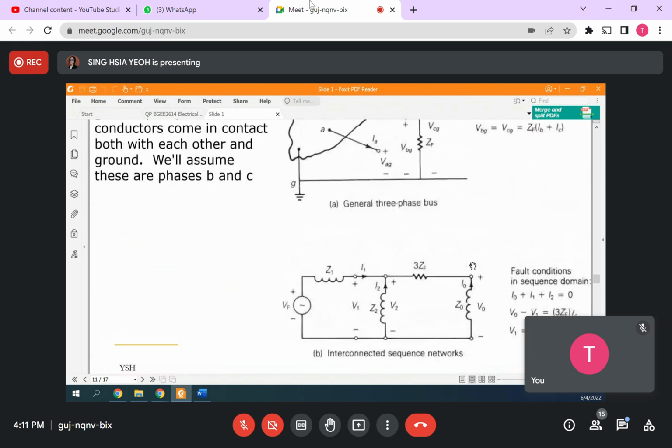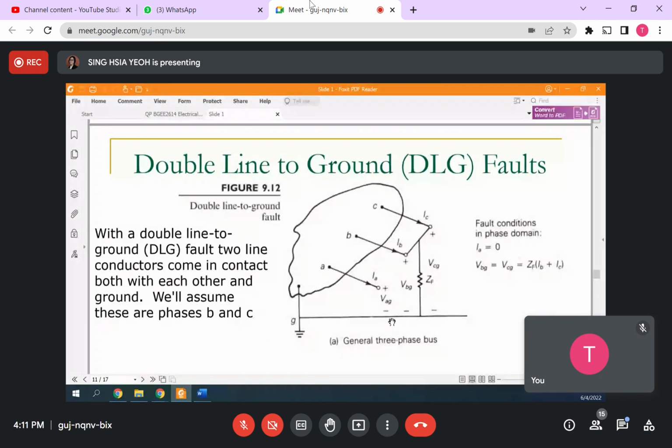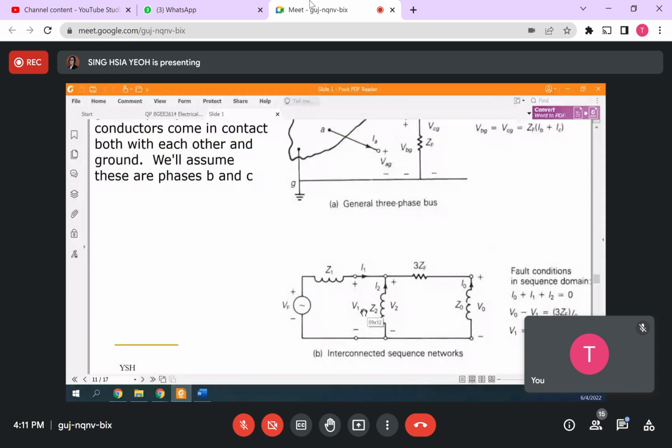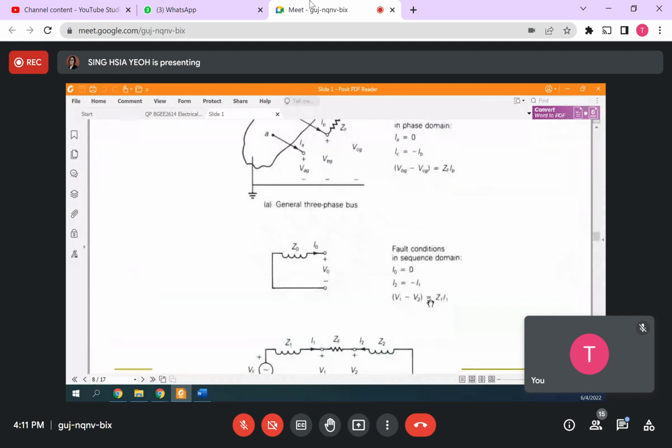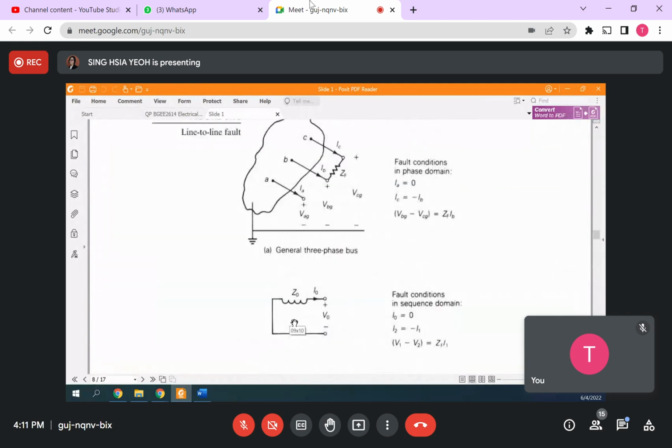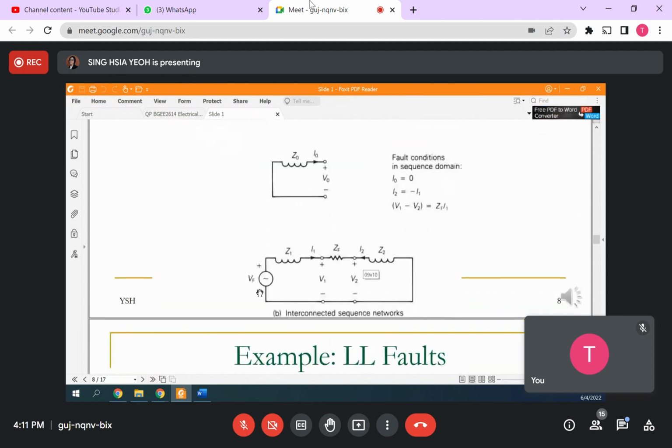Because this is a double line to ground. Okay, double line you have I0. Then this one now, the zero sequence is another circuit, an open circuit like that only. So it means V0, I0 equals 0. Okay, so you just follow this diagram. I, V1, V2, I1. Is that clear?